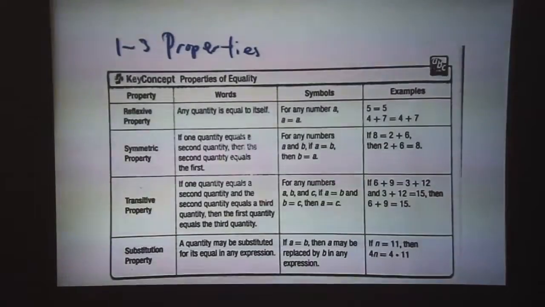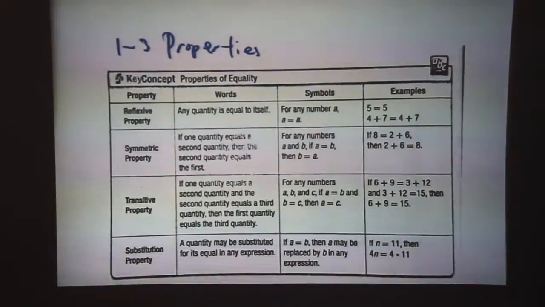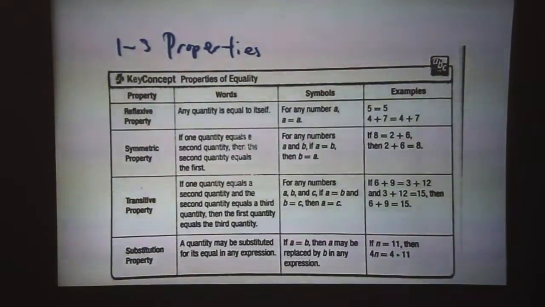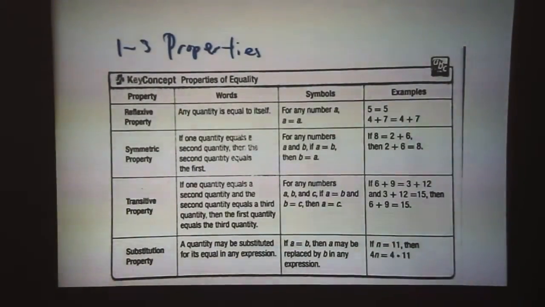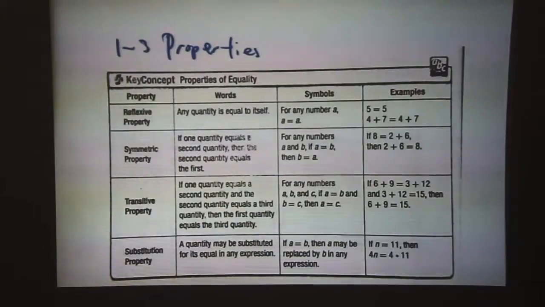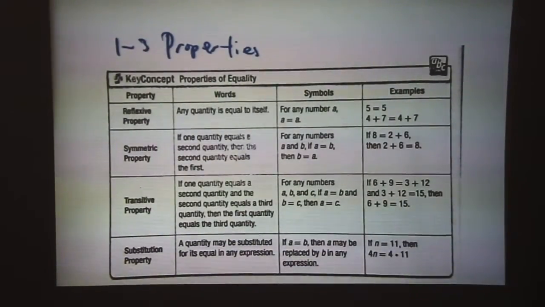So in your textbook, you'll see a chart that's really neat in terms of all the different properties that we use with real numbers, and part of your assignment will be to take that chart and then make flashcards of them so that you're familiar with the different properties that you see.